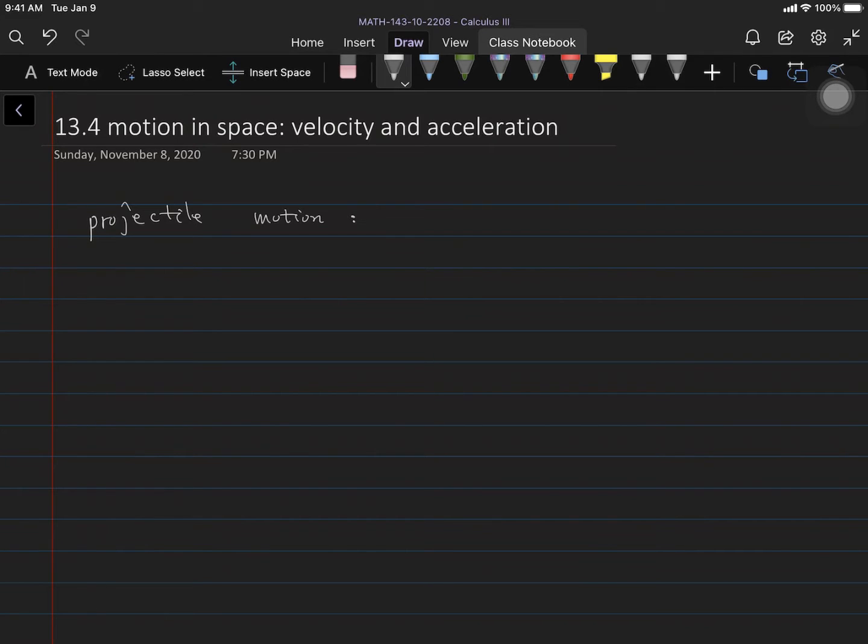I'm going to give you the meaning of projectile motion. That means a projectile is fired at some angle from an initial position and then acted upon by only the force of gravity. So if I draw the graph, it should look like this.